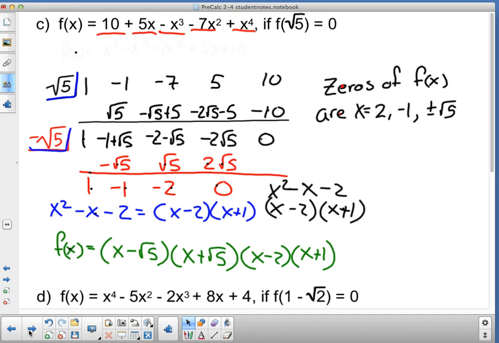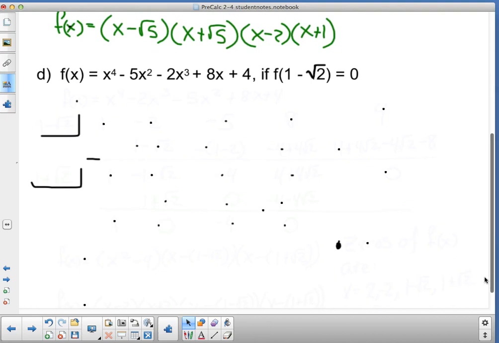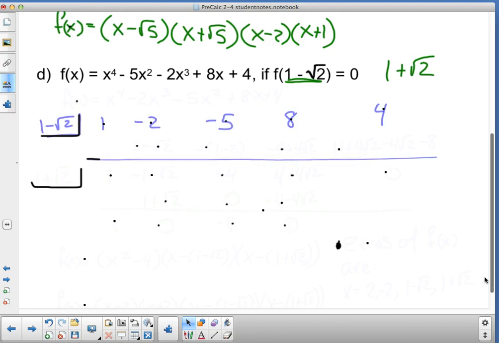Now, if you thought the one with the square root of 5 and the negative square root of 5 was nitpicky, check out D. If that's a factor, so is that. Okay? So do that one first. Be patient with yourself. Do the same thing we just did as we go through.